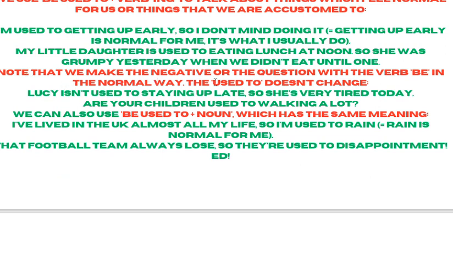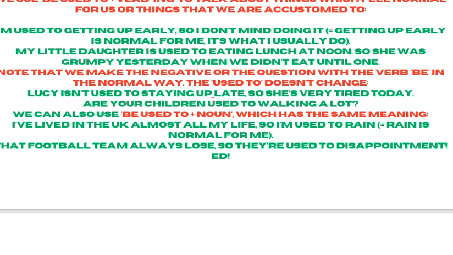Note that we make the negative or the question with the verb be in the normal way. The used to doesn't change. Whenever we use it in the negative form or a question, the used to never changes. We have to use the same used to, even if we want to make a question or a negative.